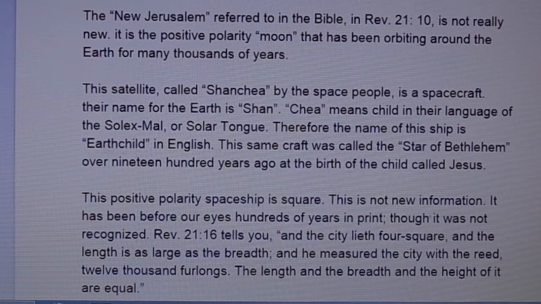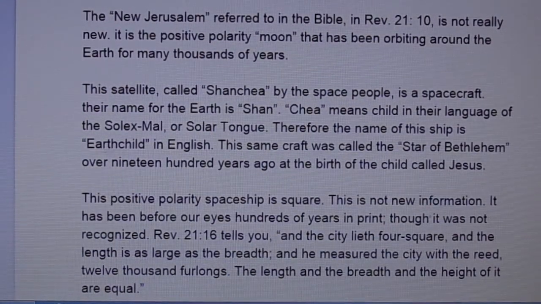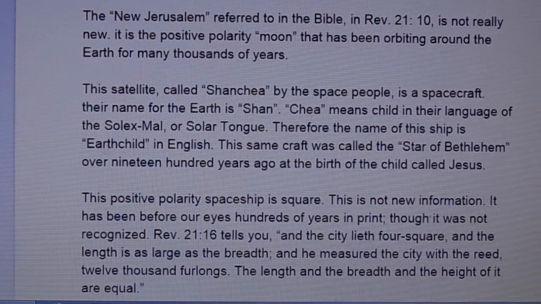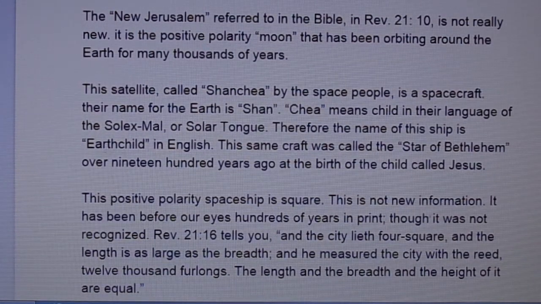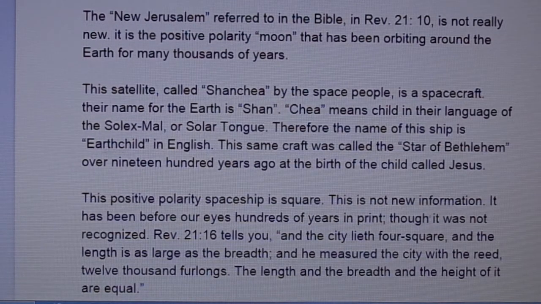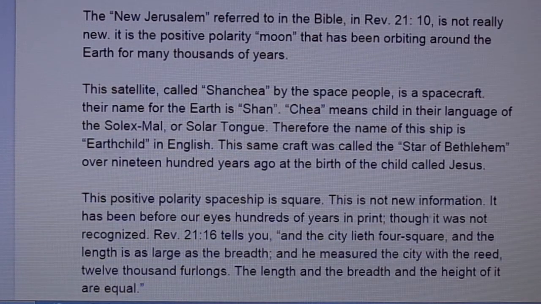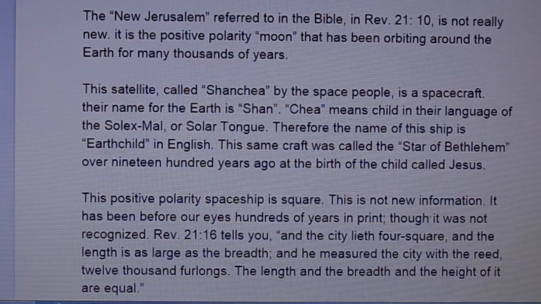And now, the New Jerusalem, referred to in the Bible in Revelations 21:10, is not really new. It is the positive polarity moon that has been orbiting around the earth for many thousands of years. This satellite, called Shanxia by the space people, is a spacecraft. Their name for the earth is Shan. Chia means child in their language of the Solx Mal, or solar tongue. Therefore the name of this ship is Earthchild in English.